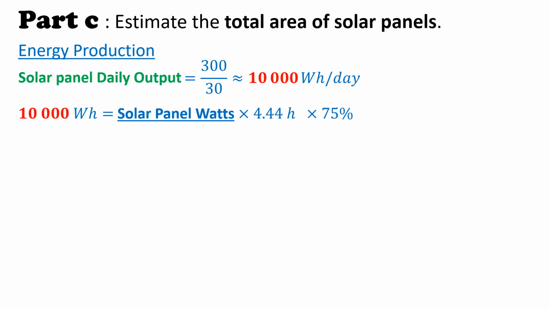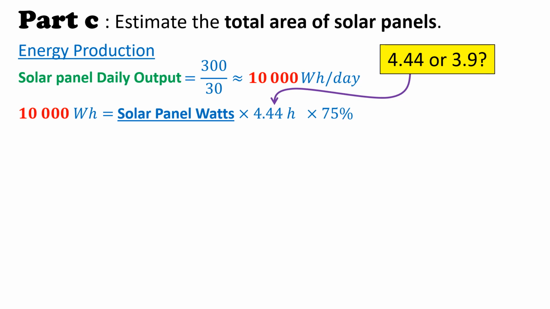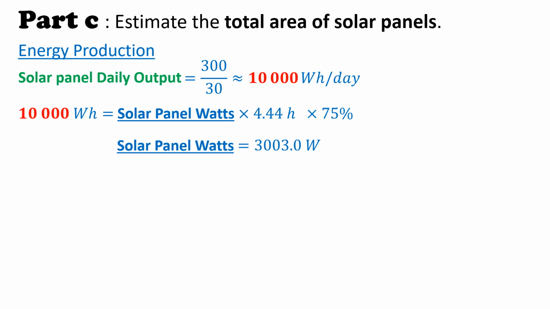Now, based on the formula, the solar panel output in daily watt hours, which is 10,000 watt hours, equals the solar panel wattage multiplied by the peak sunlight hours, which we calculated in part B to be 4.44 hours, multiplied by 75%. Now, there's some debate here because instead of 4.44 hours, you could also choose 3.9 hours. That corresponds to the lowest peak sunlight hours during the November period. That's also a valid assumption because if you're going for living off the grid, then 3.9 is a nice number to work with. But I'm going to go with 4.44 because that's what we calculated in part B.